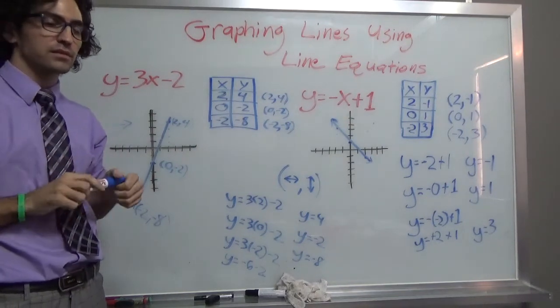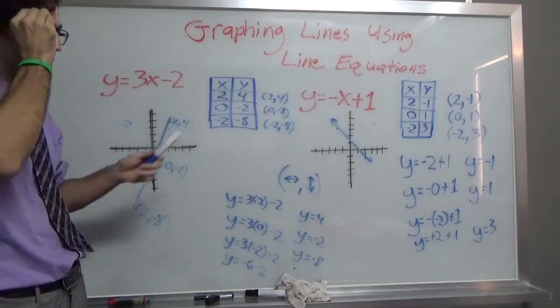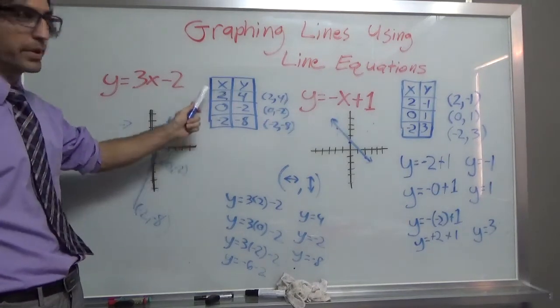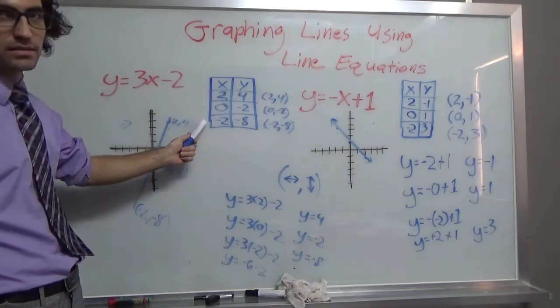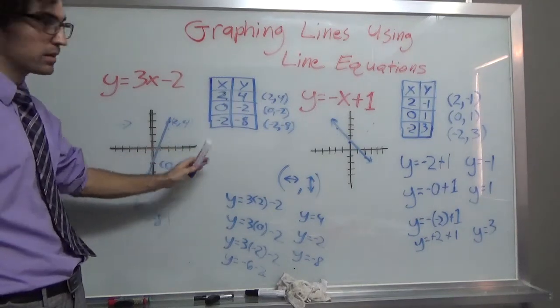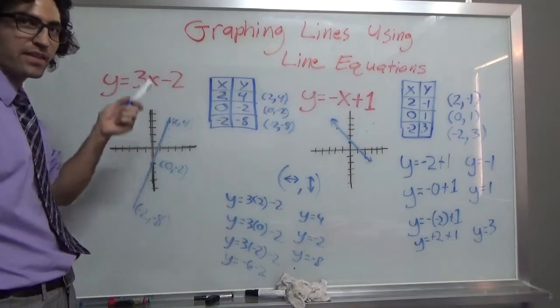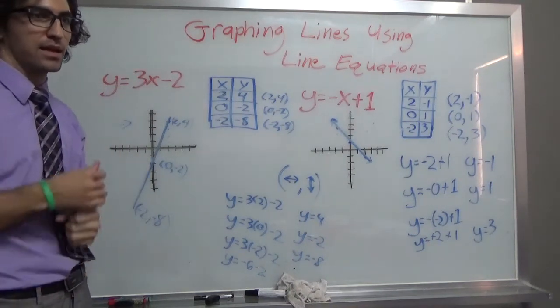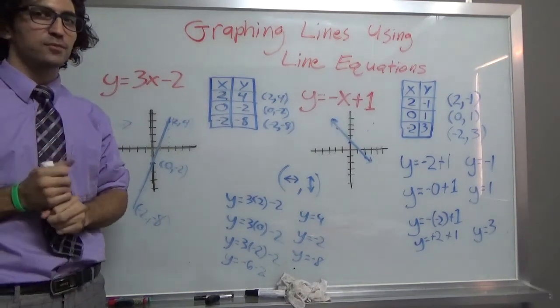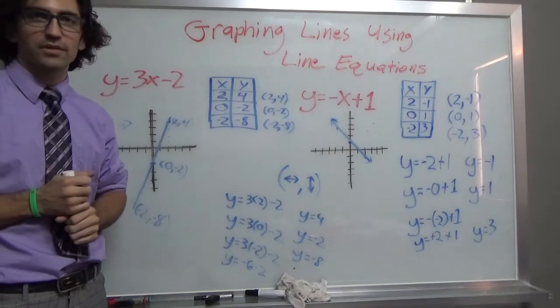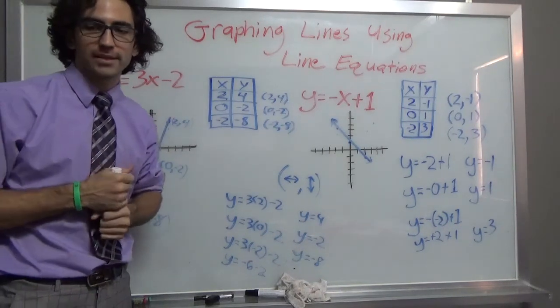So for all of these equations, it might help to make a table, put in your own values for x, and then solve for y. Put those points on the graph and then connect them with a line. That should be the simplest way to figure out the linear equations for all of these.